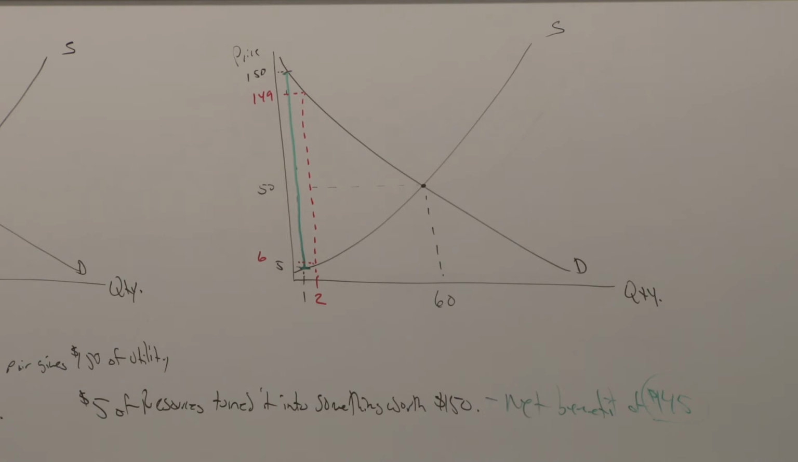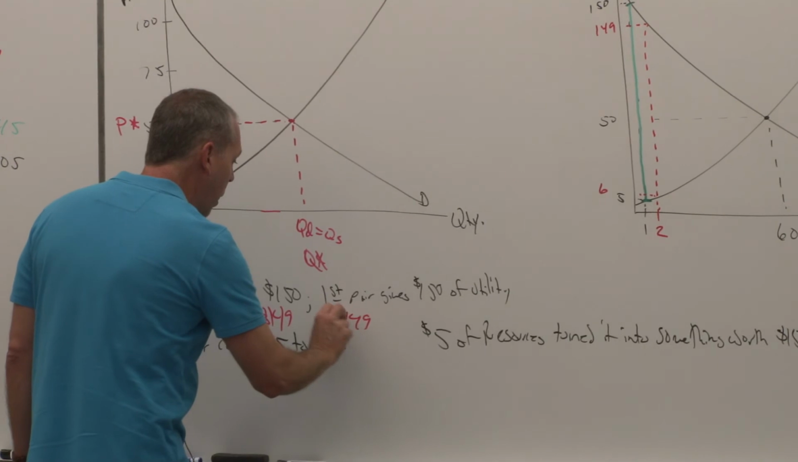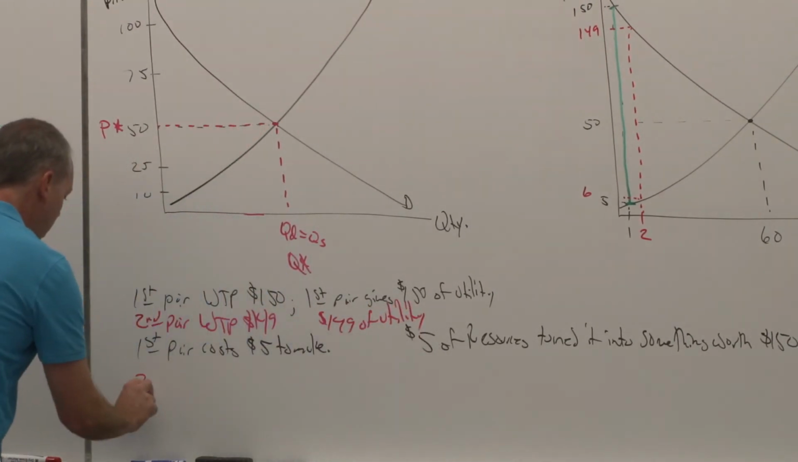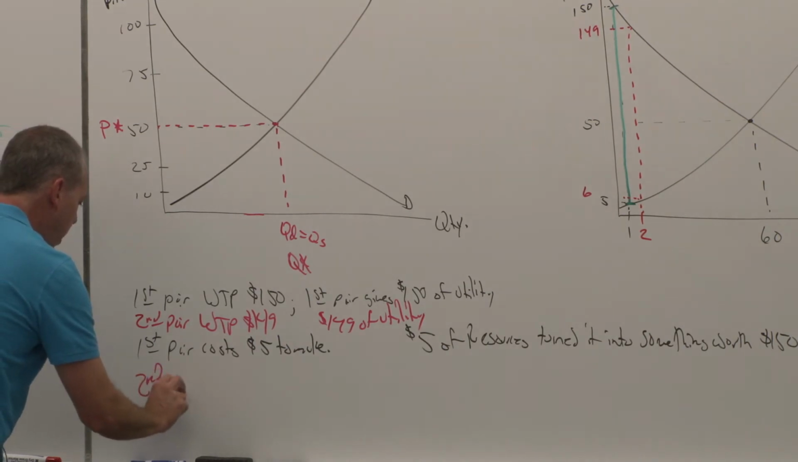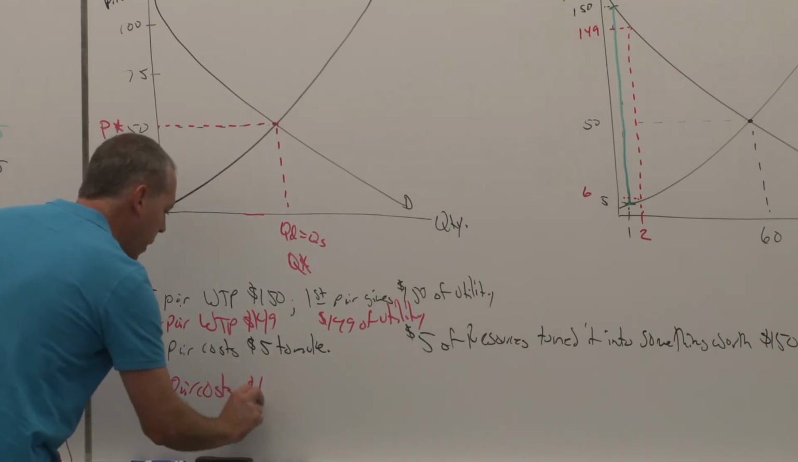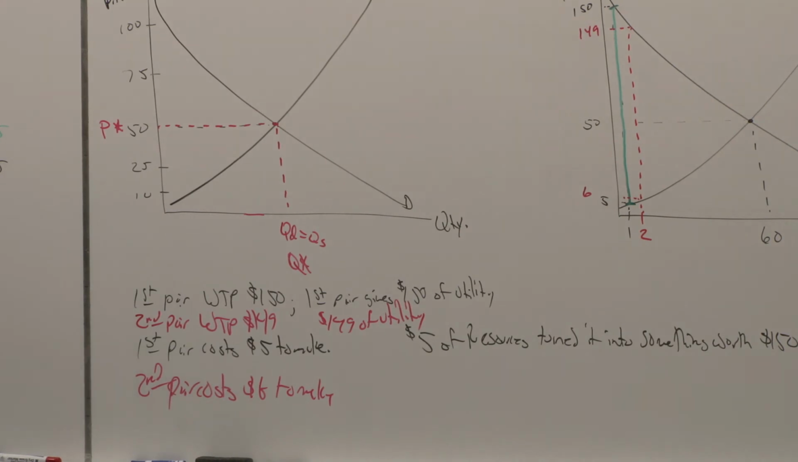So this second pair here, people are willing to pay $149 because it gives $149 of utility. But our second pair here costs $6 to make. Does it make sense for us to make jean pair number 2? Yes. We took $6 worth of resources and we rearranged them into something that's worth $149.